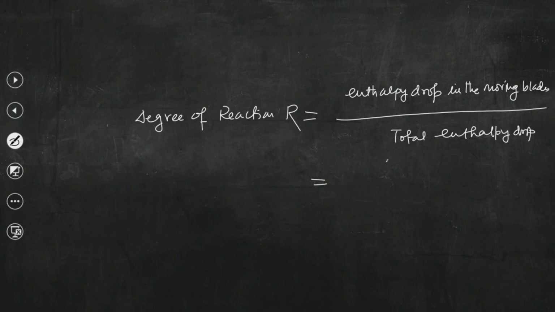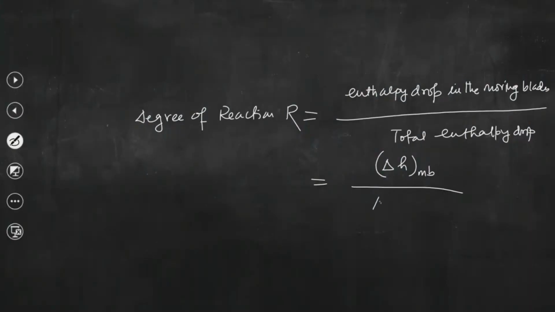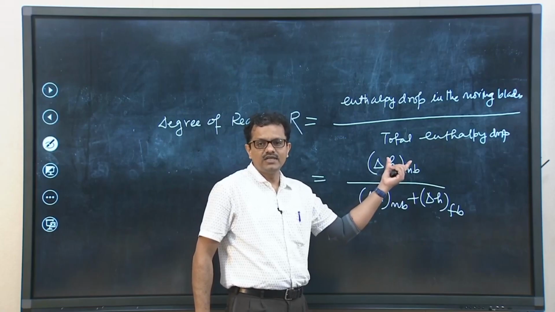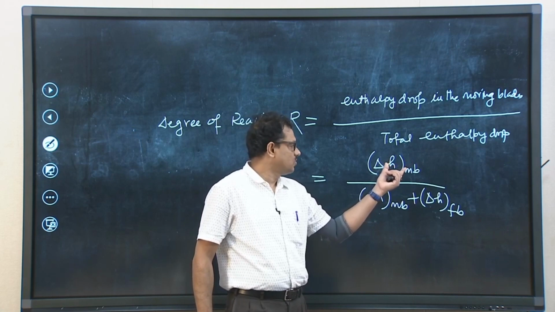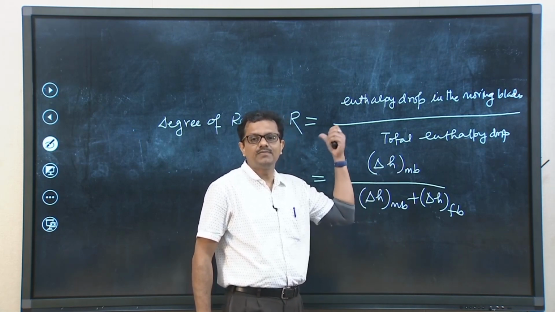So, that means if we write this is delta H, this is moving blades, total enthalpy drop means enthalpy drop both in fixed blades as well as moving blades. So, delta H MB plus delta H fixed blades. So, you can understand that delta H moving blades is only due to the reaction force, right. So, it is because of this reaction force we can define what is the degree of reaction.